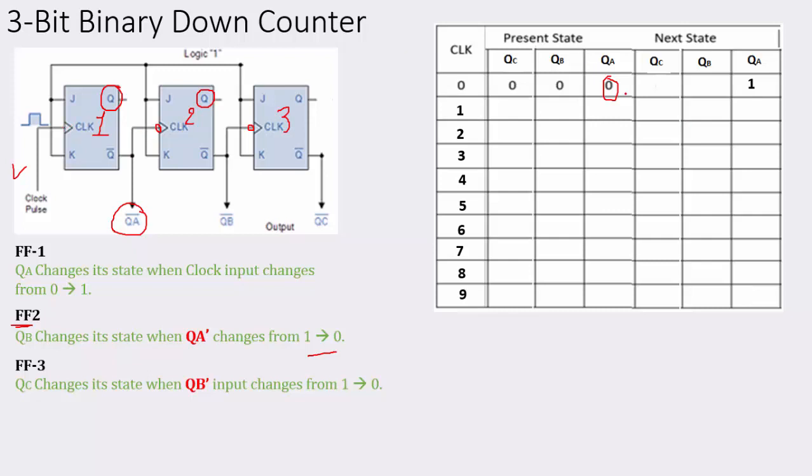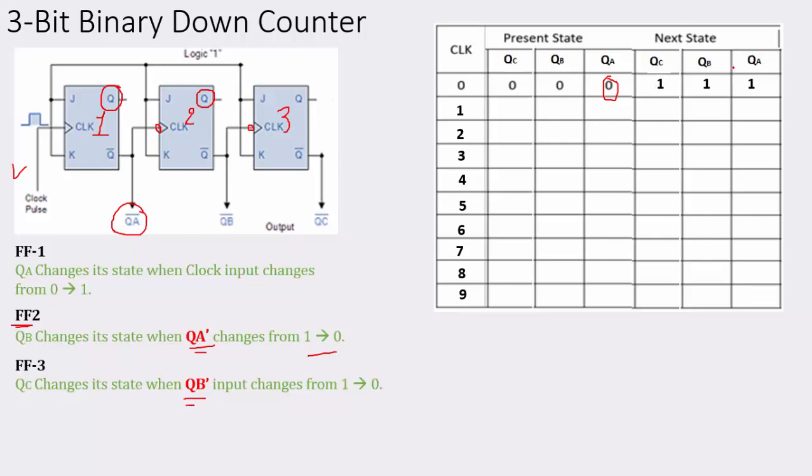That will be clear now. So QA bar changes state from 1 to 0. At that time only this clock pulse will change its state. So this QA has been changed from 0 to 1, so QA bar will change its state from 1 to 0. So it will change B and C also, because the QB bar also will change from 1 to 0.